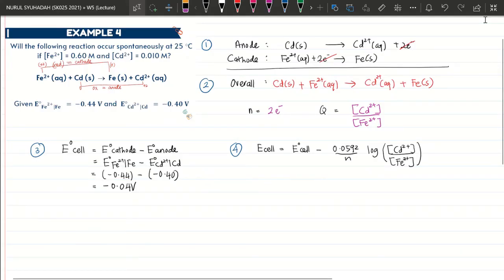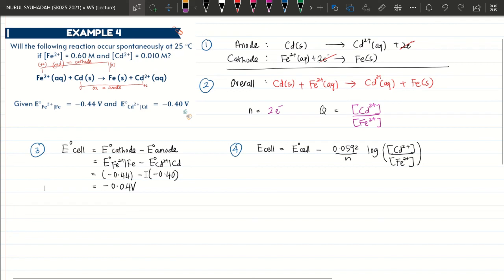For example 4, this is the question just now. I already wrote almost all of the answers. At the anode, Cd solid becomes Cd2+. At the cathode, Fe2+ plus 2 electrons becomes Fe solid, and this is the overall equation. It is the same as this one, just the position is different. The number of electrons is 2, and this is the Q. So this is the E0 cell. Step 3 is to find the E0 cell.